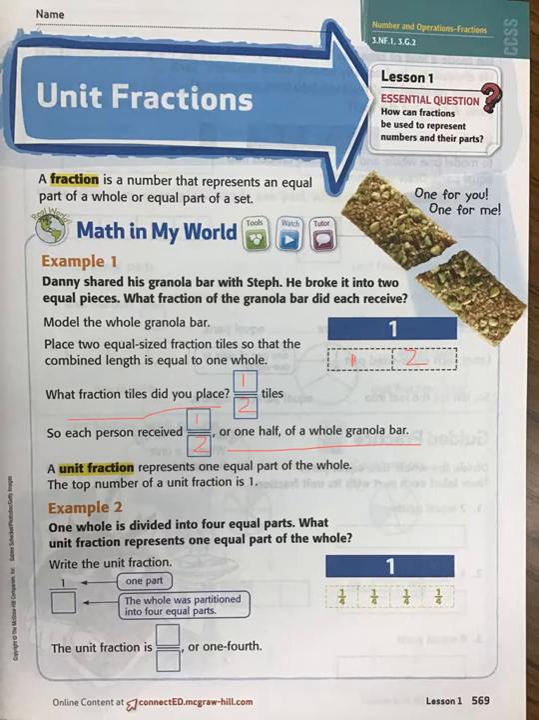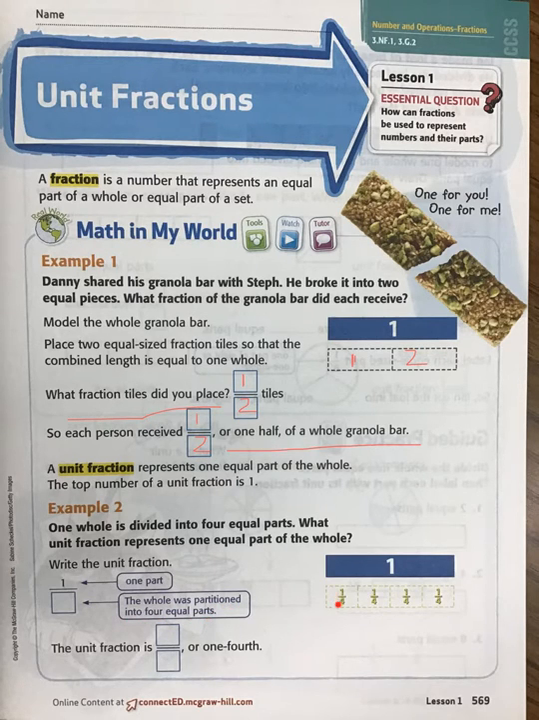A unit fraction. A unit fraction represents 1 equal part of the whole. The top number of a unit fraction is 1. So here we have 1. That equals 1 whole. So 1 fraction is divided into 4 equal parts. What unit fraction represents 1 equal part of the whole? So let's see, we have 1 here, 1 part, okay? And then the whole was partitioned or broken apart, put into pieces, into 4 equal parts.